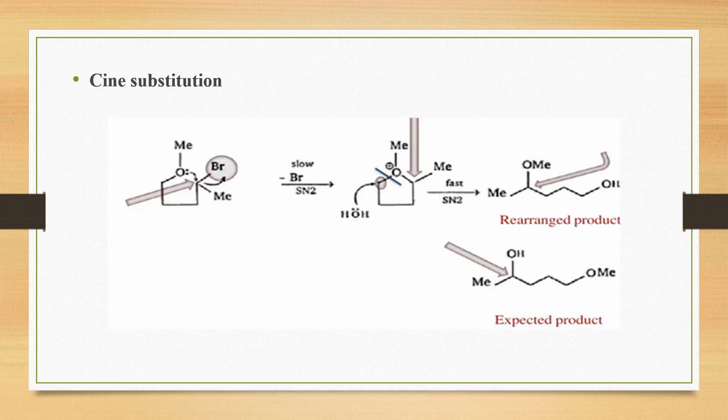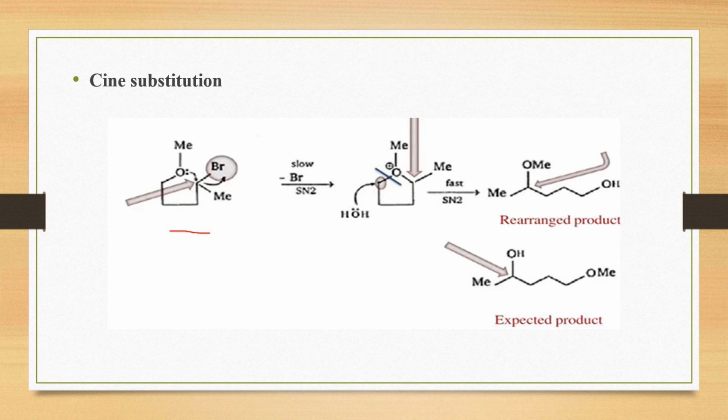There was a second point where we saw that there was retention of the configuration, which is very obvious when we look at the previous examples. So directly I'm coming to sign substitution. Sign substitution is when the attack is occurring at a different carbon as compared to the expected carbon.